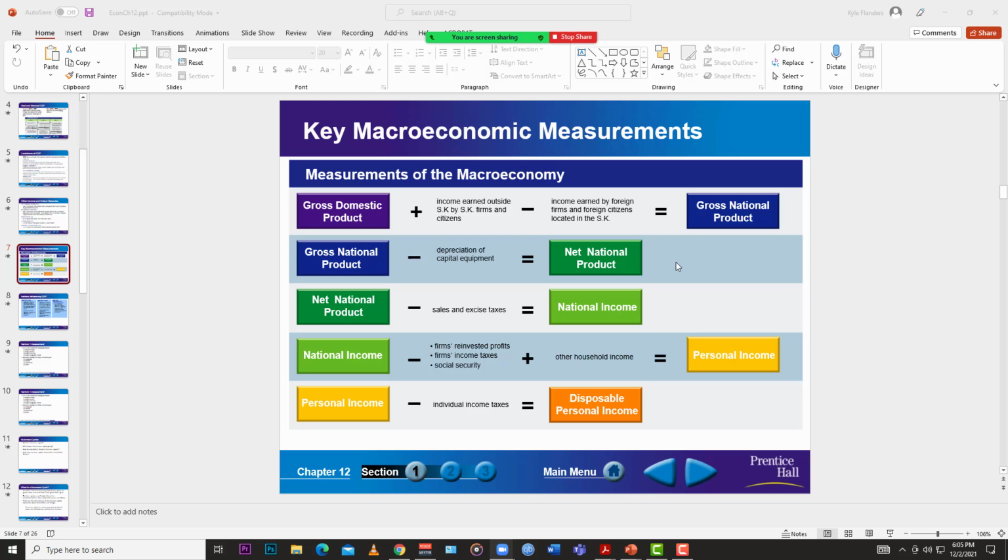Now, if you are to reach all the way down to national income, the new total we have, the total we have for GNP now, how do we find net national product? What you do is, from GNP, you're going to minus what we call depreciation of equipment.